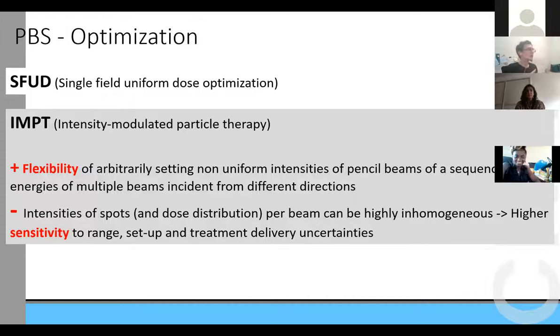But of course, you also can obtain very strongly inhomogeneous dose distributions and inhomogeneous number of particles per spot. And this, of course, makes your plan much more sensitive to whatever kind of uncertainty you have. I listened to the presentations this morning and in the afternoon while I was working. It was really, really interesting. And I know now you have a lot of information about uncertainties. So with IMPT, you can really be very sensitive to range, setup and treatment delivery uncertainties.